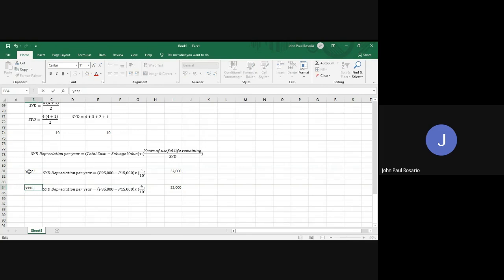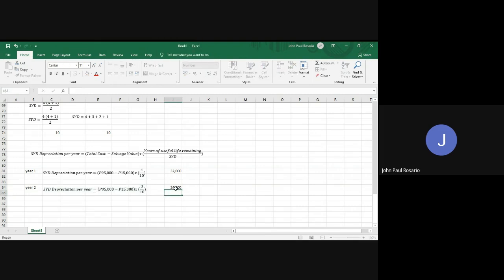On year two, your SYD depreciation per year would be, now that would be 4 minus 1, which is 3. So 3 years na lang, so that would be 80,000 times 3 over 10. That's 24,000.